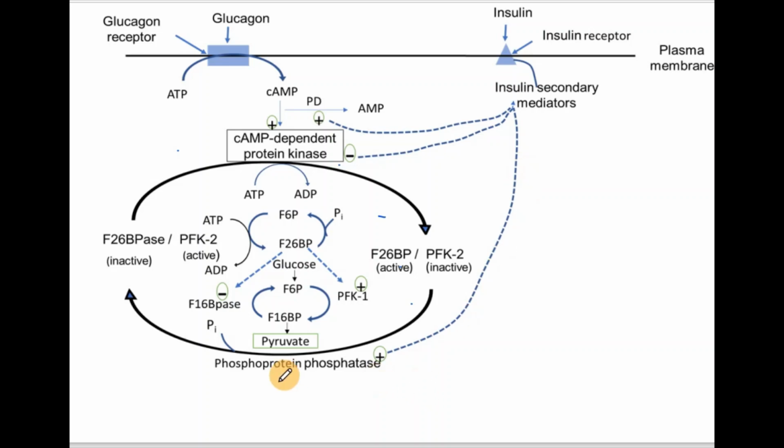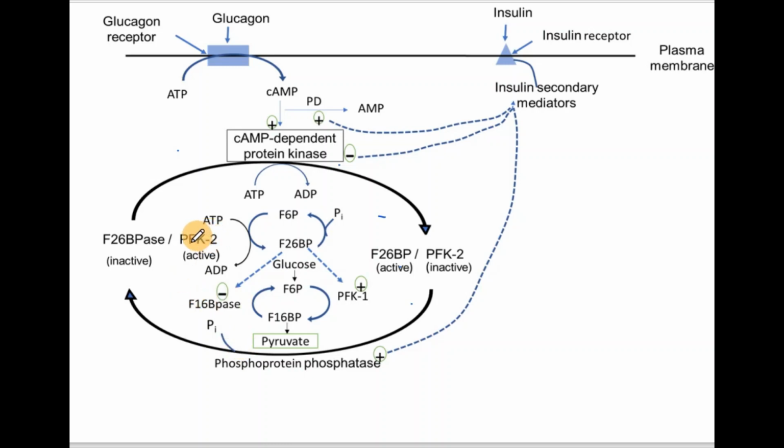The last one is that the insulin secondary mediators have a positive allosteric effect, or activation, on a protein called phosphoprotein phosphatase. Now, this phosphoprotein phosphatase is capable of causing dephosphorylation of every phosphorylated protein in the body. So as soon as we activate the phosphoprotein phosphatase, it will cause dephosphorylation of the bifunctional enzyme, and that dephosphorylation will cause activation of the PFK2.